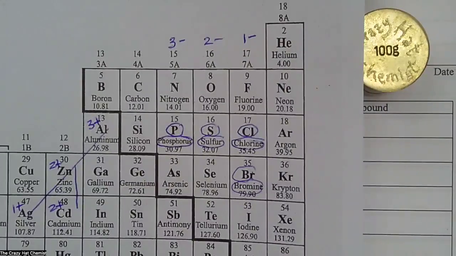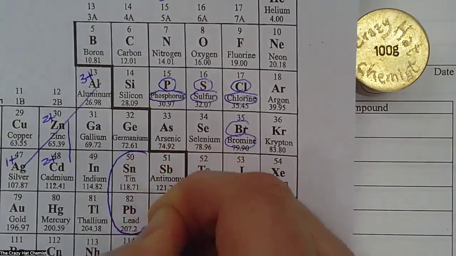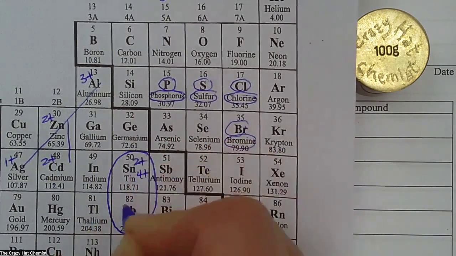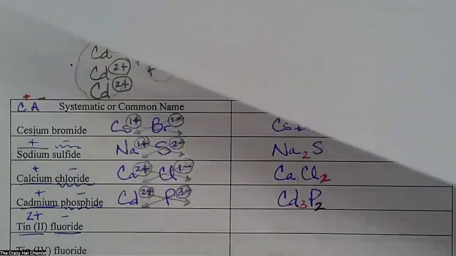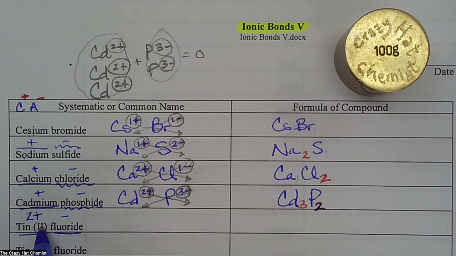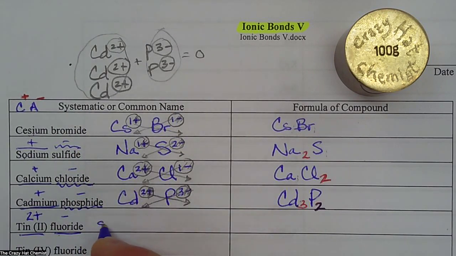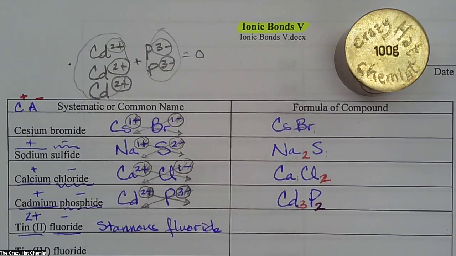It is also a periodic trend. So if you are following your periodic trends, there's tin and lead. Both tin and lead have a 2 plus and a 4 plus. Okay. All right. Fantastic. The other name for this would be stannous fluoride. That would be the common name. But you see that in this column, I have systematic or common name. It's entirely up to you, but it would be stannous fluoride. That would be the common name for this.